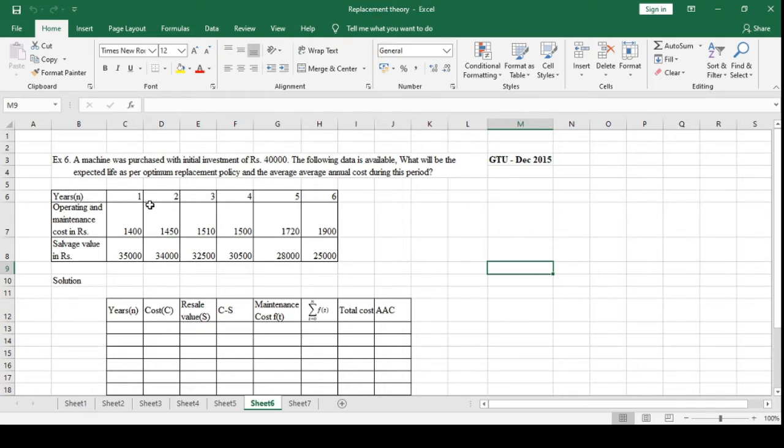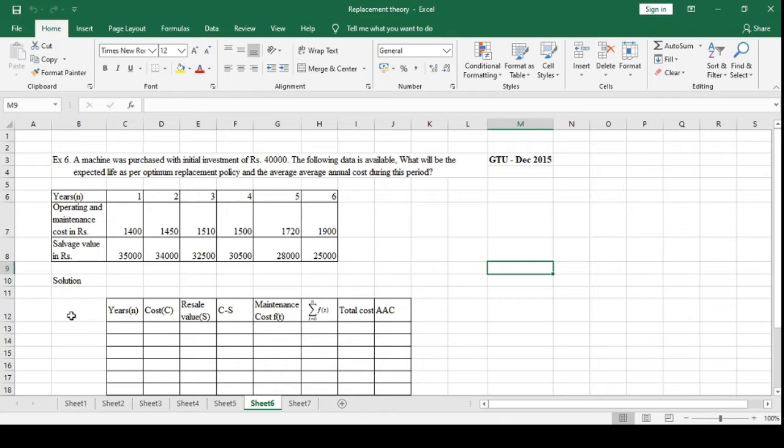The first row includes years, that is 1 to 6. Then operating and maintenance cost is given for those 6 years, and then salvage value is given. Now what is salvage value? That is ultimately your resale value: if you sell it at the end of the year, this much amount you will get in return. So now we will start solving this example.